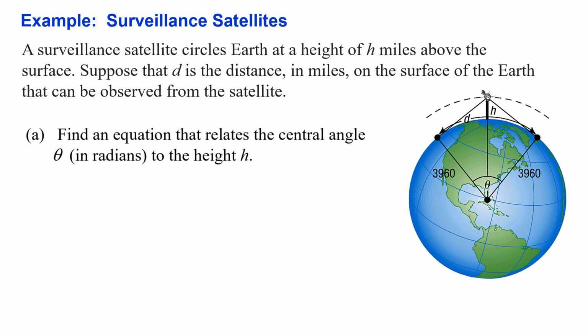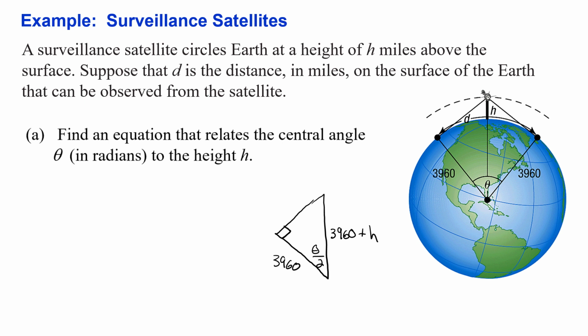Two lines are drawn from the orbiting satellite to the endpoints of the arc of length d. For part A of this problem, we're asked to find an equation that relates the central angle theta in radians to the height h. So first, let's draw a right triangle that is composed of the angle theta over 2 that lies between one leg, represented by the radius of Earth, 3,960 miles, and a hypotenuse, which is the bisector of length 3,960 plus h. The length of the leg opposite angle theta over 2 is unknown and represents the distance from the satellite to the point on the surface of Earth at one end of the arc.